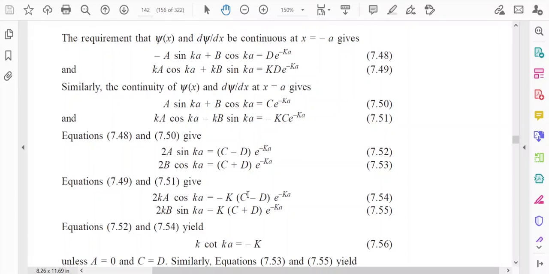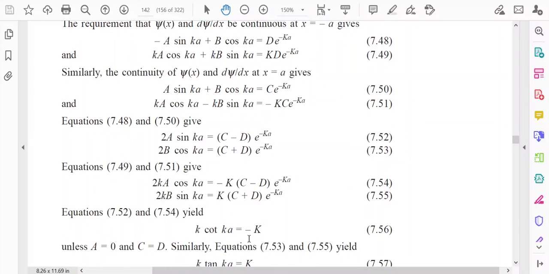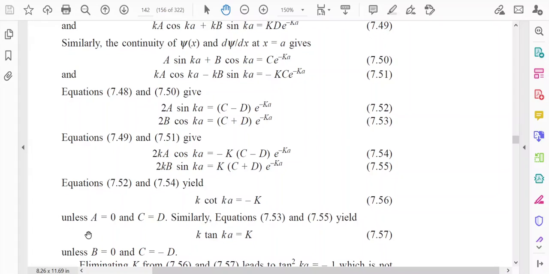we will divide these two equations, and from the division we will obtain k cot ka is equal to minus K. We have written here, unless A is equal to 0 and C is equal to D. Why? Because in equation 7.52, on the left side there is A, so A cannot be 0, because if A is 0, the left side will vanish. Similarly, C cannot be D, because there is C minus D on the right hand side. So to hold this condition, A should not be 0 and C should not be D. That is why we have written unless A is equal to 0 and C is equal to D.